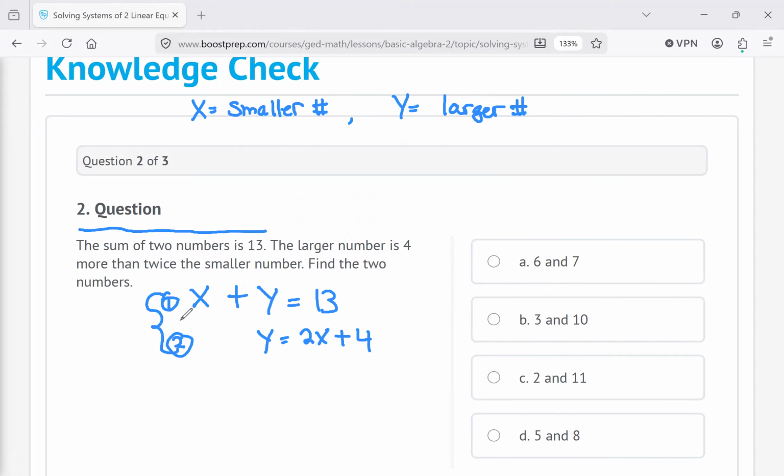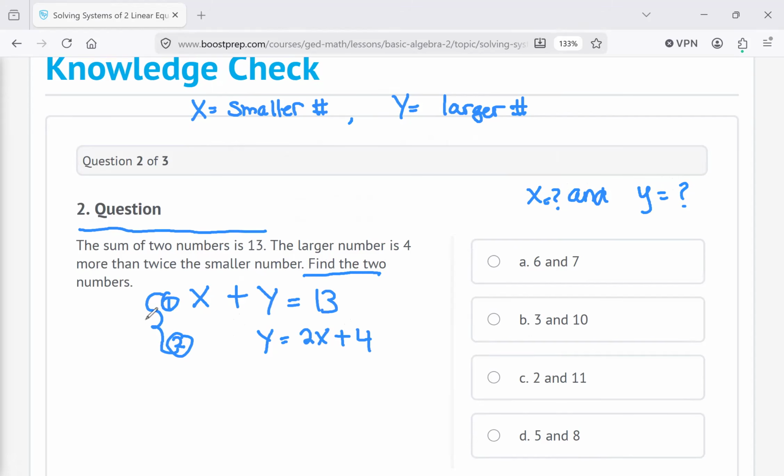Now here are our two equations: x plus y equals 13 and y equals 2x plus 4. Then you have to ask yourself, are they asking for x or y, or for both? The last sentence says, find the two numbers. Our two numbers are x and y, so we have to figure out x and y, unfortunately. We're going to find both x and y.